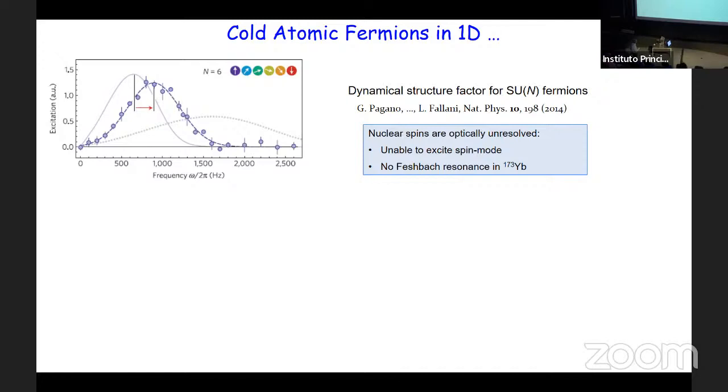So he could measure this using something called Bragg spectroscopy, not Bragg scattering. And I'll describe in a moment how Bragg spectroscopy works. But that gives you the correlations in the system, the spin-spin or the charge-charge correlations in something called the dynamic structure factor.